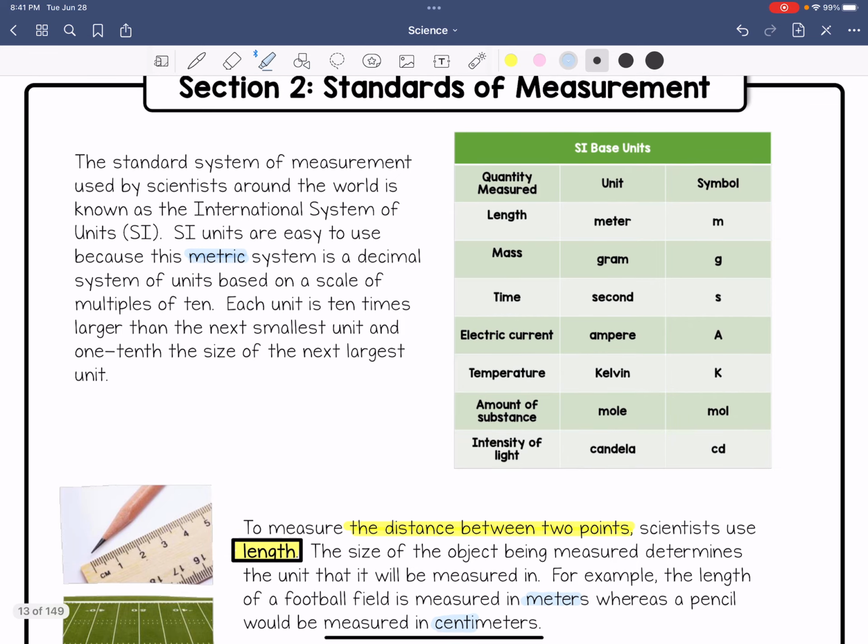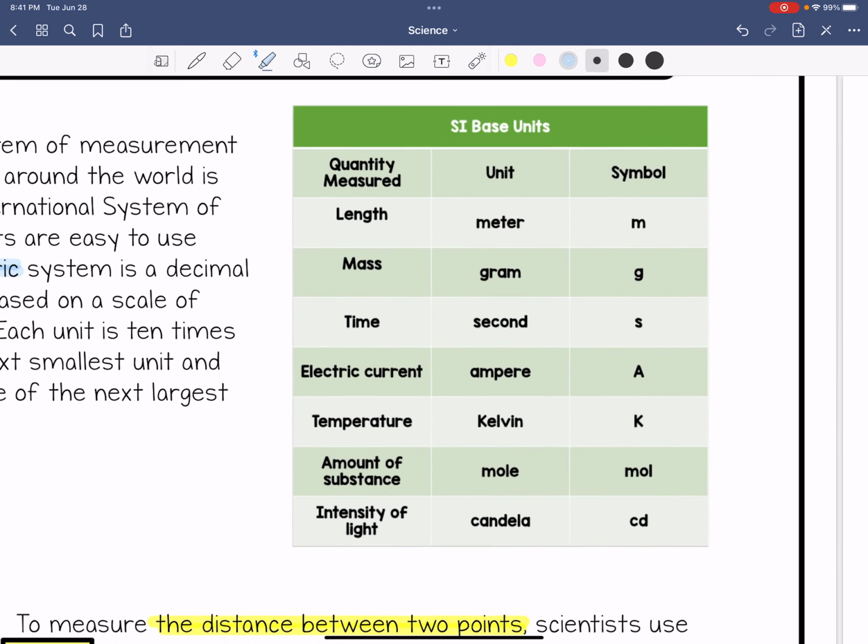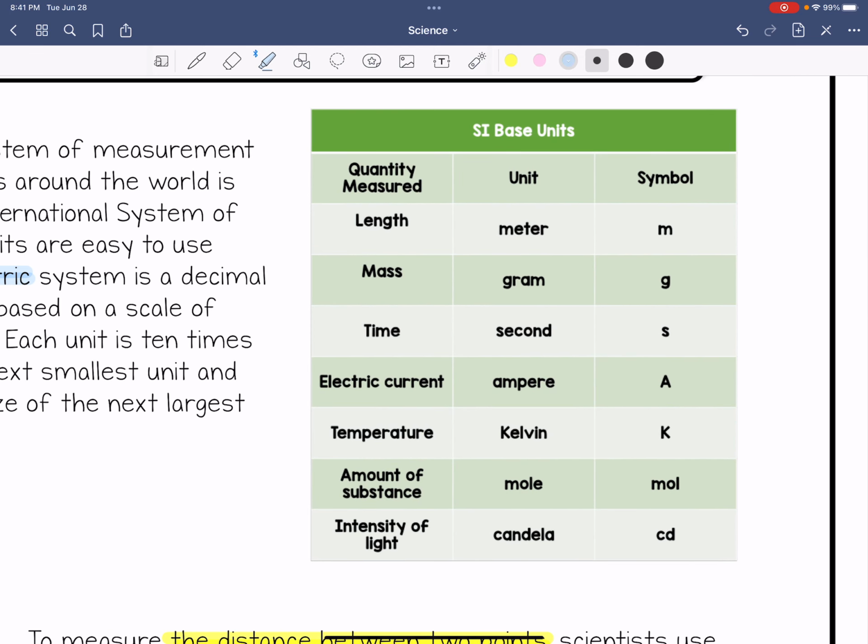Okay, just take a look here with me at this chart. We are going to expand this chart quite a bit when we get to the graphic organizer. But let's go ahead and look at the SI base units. The quantity measured, the unit, and the symbol. That's my header row right here. The title or the topic is this one. This is the header row. Rows run left to right. Columns run up and down. So this is a row.